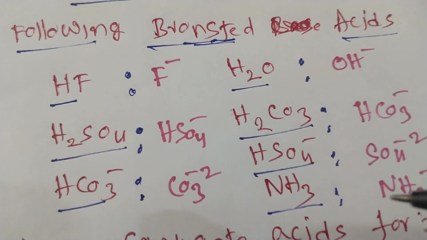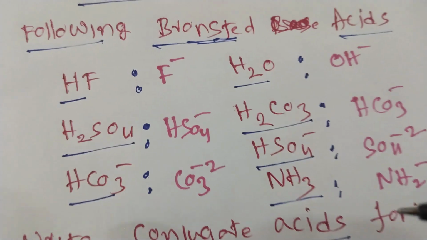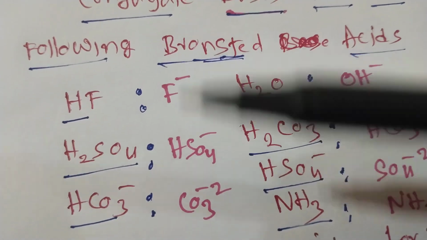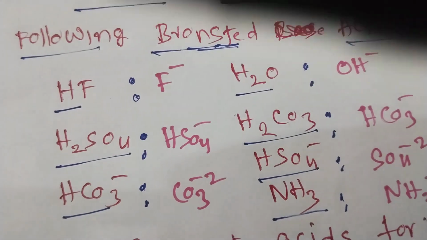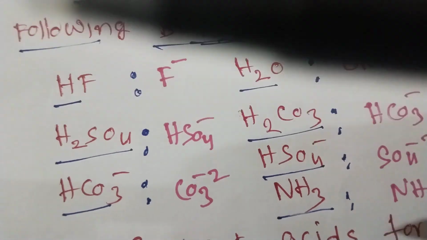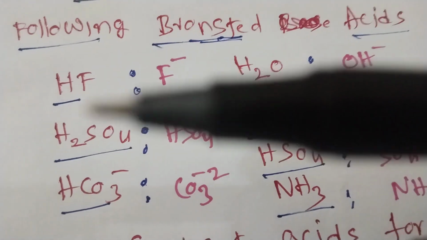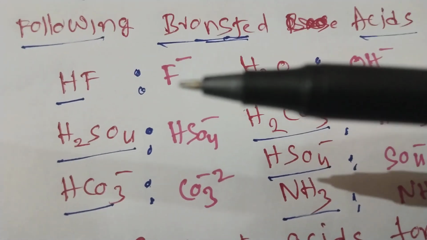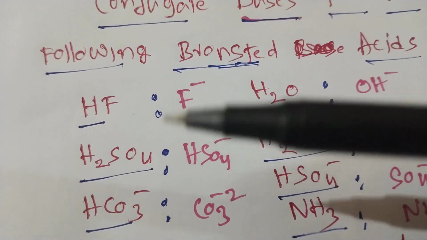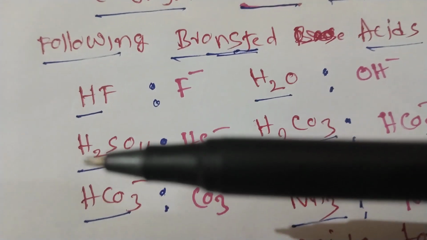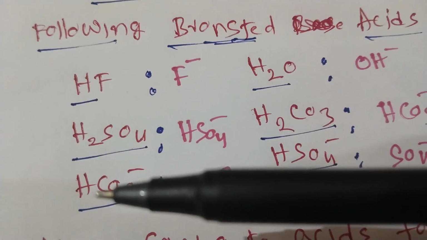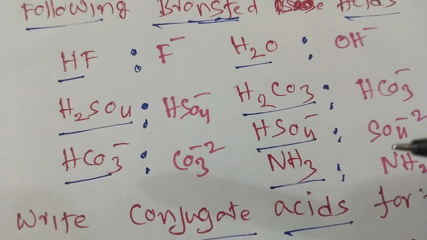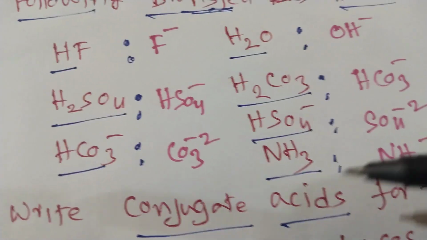Ammonia, remove H plus gives NH2 minus. So please note it, whenever you want the conjugate base for the Bronsted acids, one proton less, proton means H plus. So simply remove the proton, that is H plus. This is the conjugate base of HF, conjugate base of H2SO4, conjugate base of HCO3 minus, conjugate base of water, conjugate base of carbonic acid, conjugate base of bisulfate ion, conjugate base of ammonia.